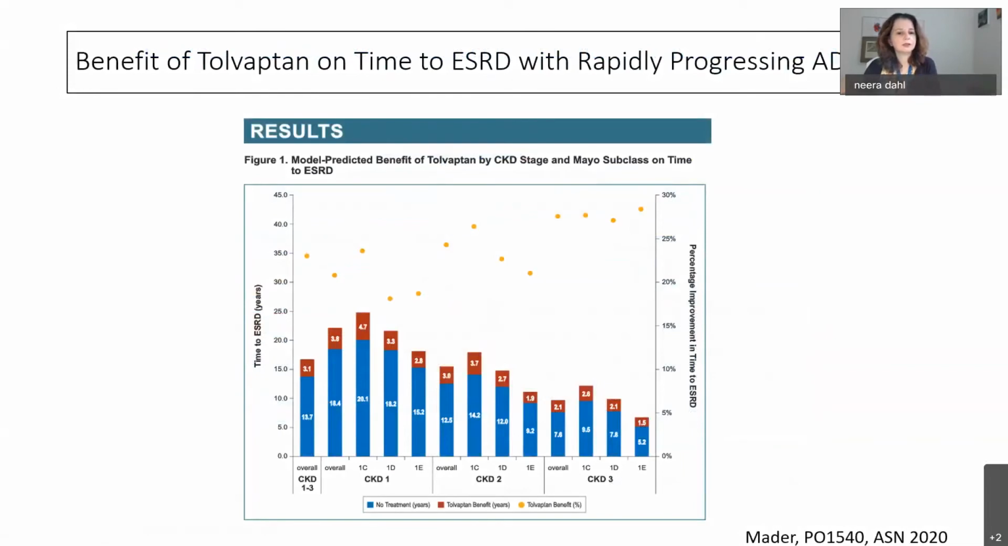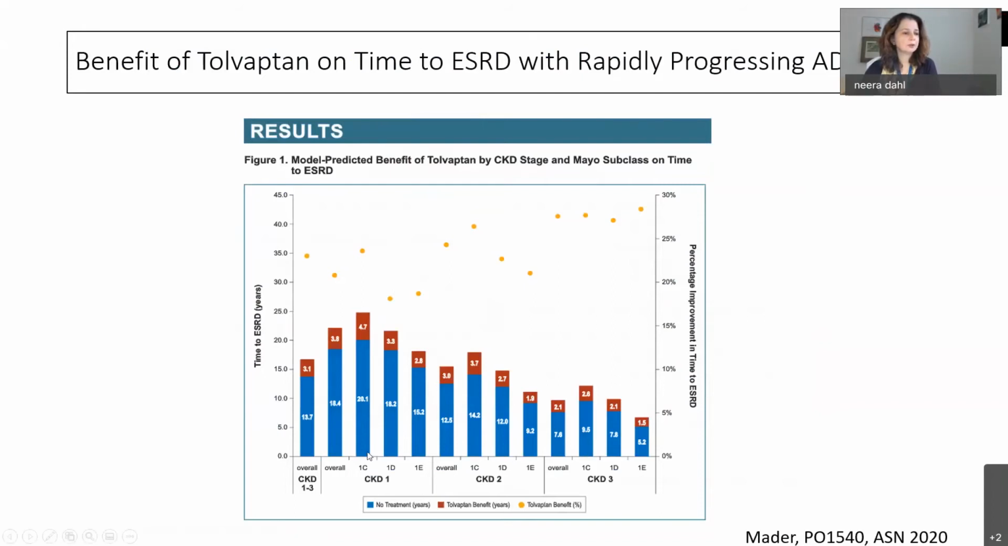And here, there are a lot of different prognostic or modeling predictions for how people do with Tolvaptan therapy in terms of the benefit in years free from end-stage kidney disease. So this is a breakdown of patients by their different CKD stage and then also by their different Mayo imaging classification stage, guessing or estimating the years of benefit of Tolvaptan therapy.